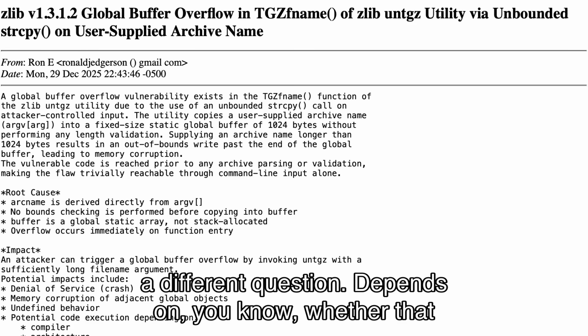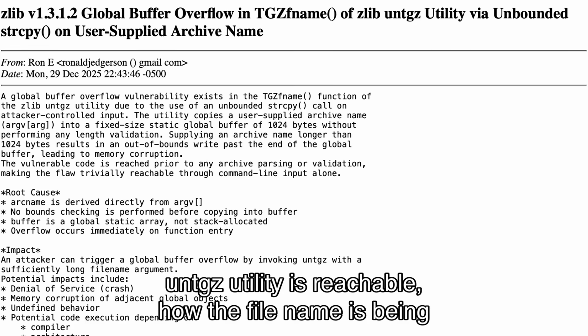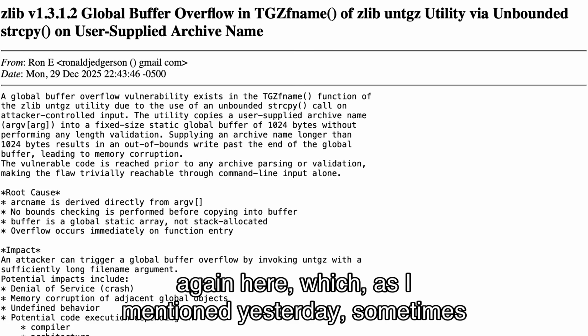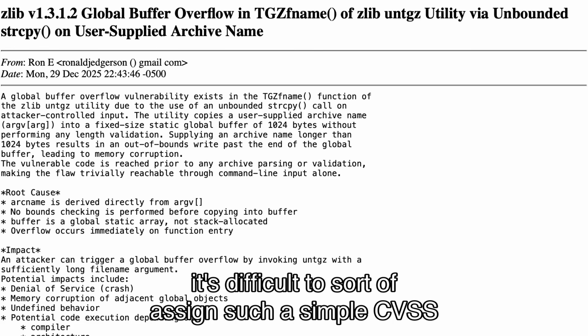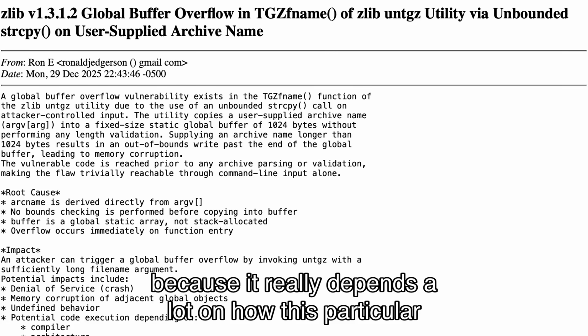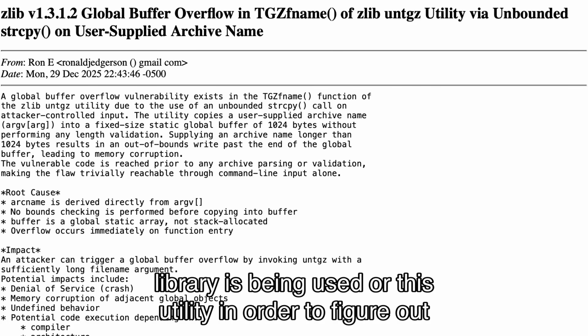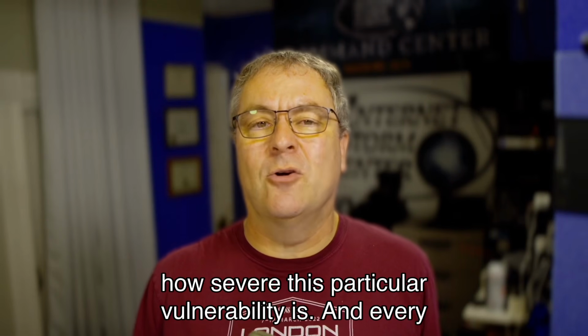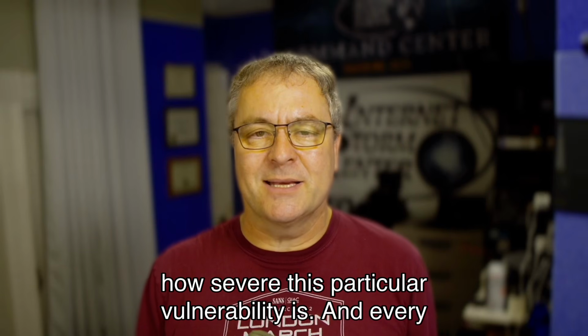Exploitability, of course, is a different question. It depends on whether that untgz utility is reachable, how the file name is being supplied to the utility, and such. So there are lots of dependencies again here, which, as I mentioned yesterday, sometimes makes it difficult to assign a simple CVSS number to a vulnerability like this, because it really depends a lot on how this particular library or utility is being used in order to figure out how severe the vulnerability is.